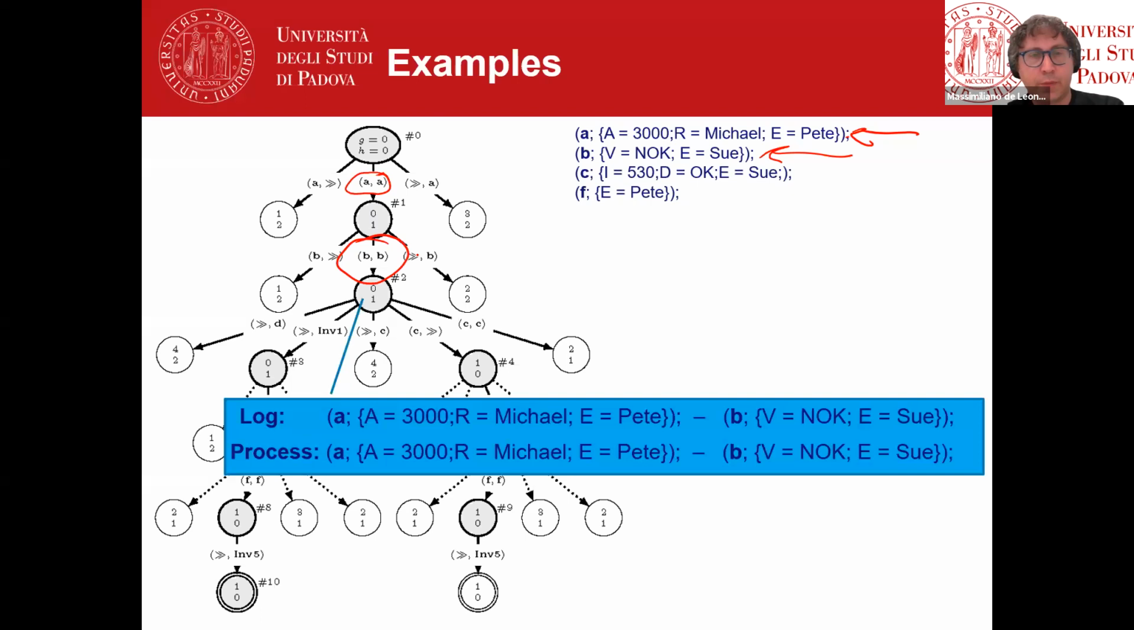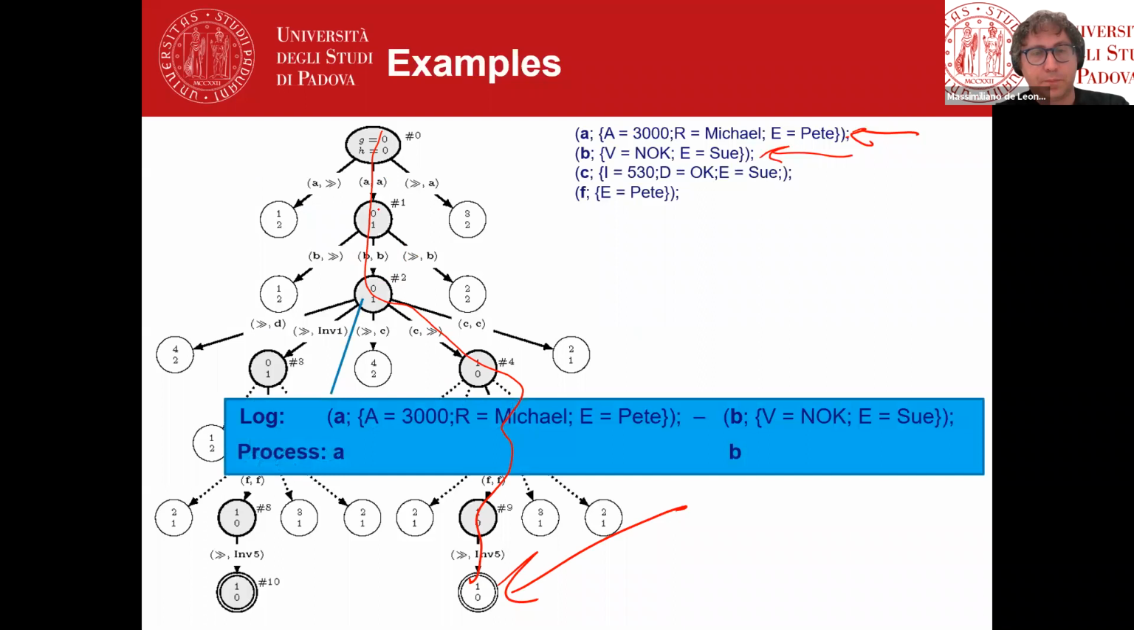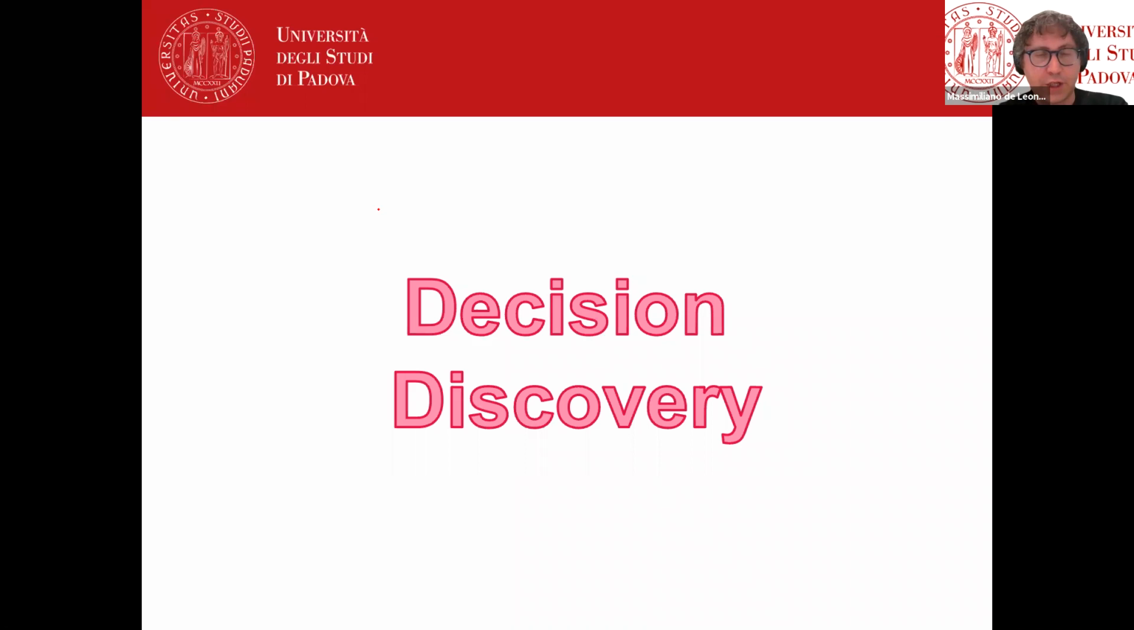The difference with the previous approach is that I was just firstly exploring the optimal control flow alignment, and then only computing a solution for the final state, as far as the data alignment is concerned. Here, I'm doing it for each intermediate step, and this ensures optimal solutions. So this was a brief introduction to conformance checking for multi-perspective models.